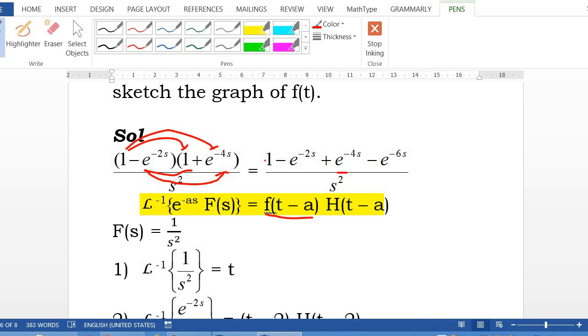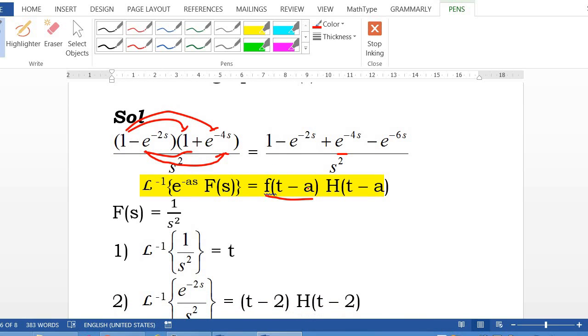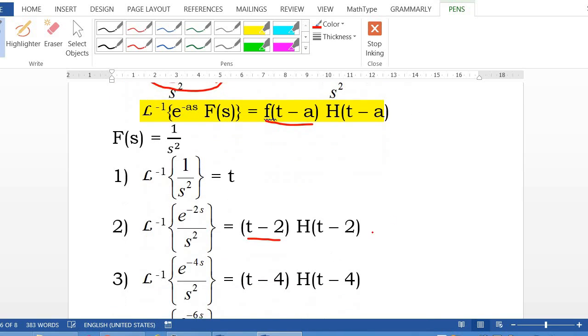Only the first one, the inverse Laplace of 1 over s squared, you have t. So the first term, the result is t. The second term is t minus a. For the second term a is 2, so it is t minus 2, t minus 2 times h(t minus 2).